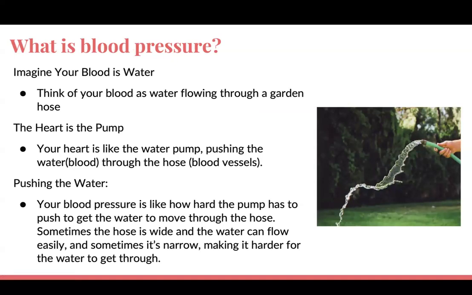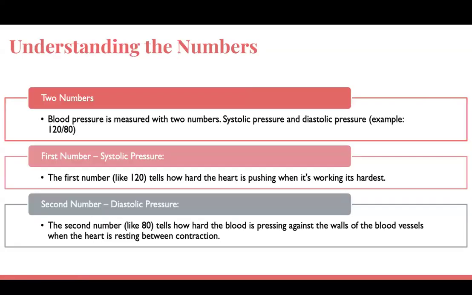Sometimes the hose is wide and the water can flow easily, and sometimes it's narrow, making it harder for the water to get through. So, understanding the numbers when it comes to blood pressure: blood pressure always comes with 2 numbers. It's measured with a systolic and a diastolic pressure. An example of this is 120/80. The first number, the systolic pressure, is how hard the heart is pushing when it's working at its hardest. The second number, the diastolic pressure, is how hard the blood is pressing against the walls of the blood vessels when the heart is resting between contractions.